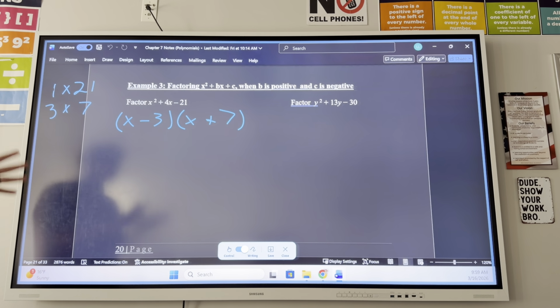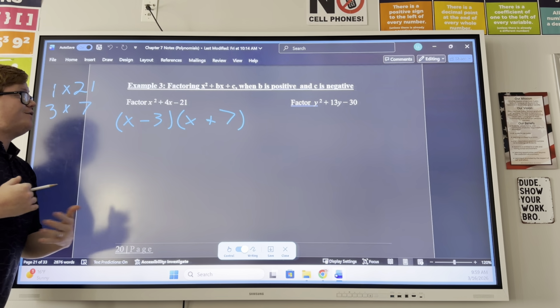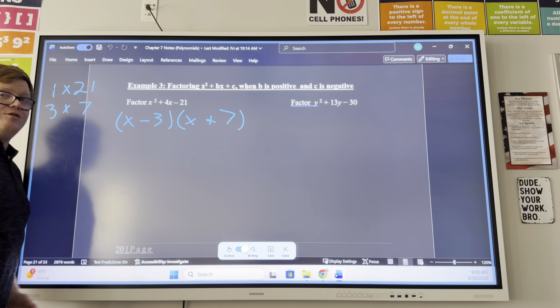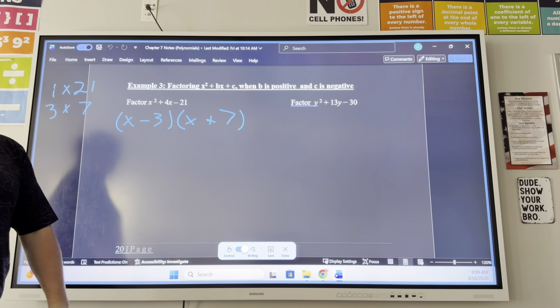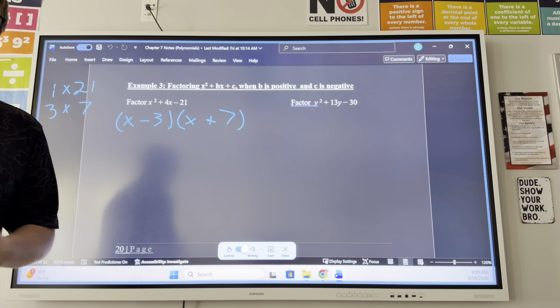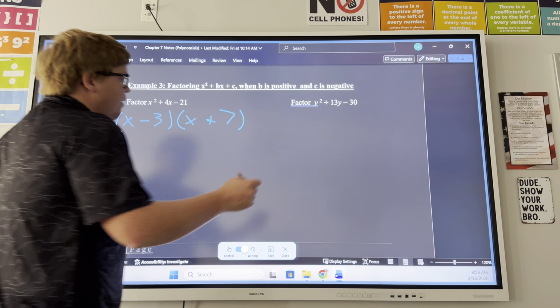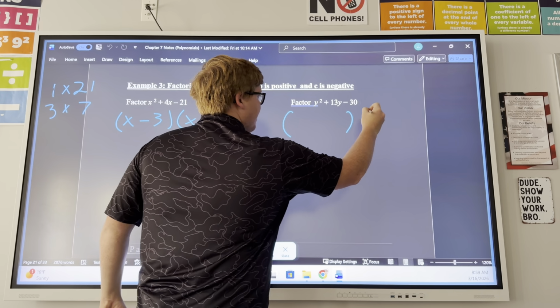And you can always check yourself when we do this factoring by foiling. All you have to do is foil like we did earlier in the chapter and see if it matches this equation. If it doesn't, you've done it wrong. If it does, you've done it right. Okay, let's do this one now.